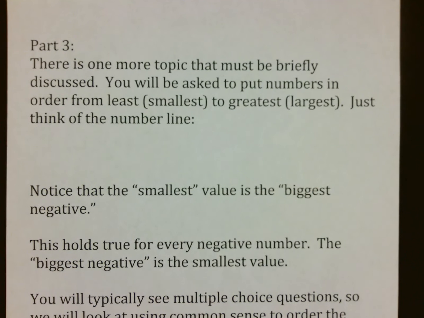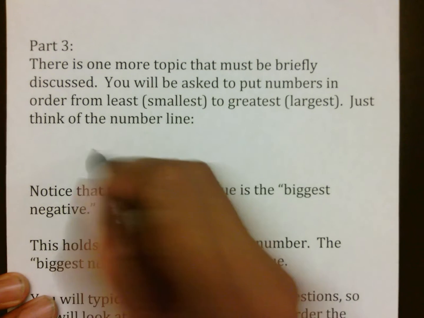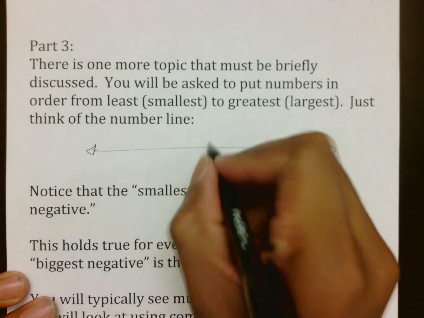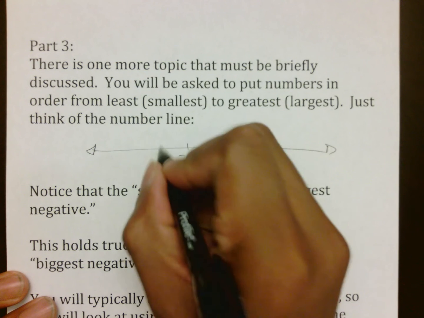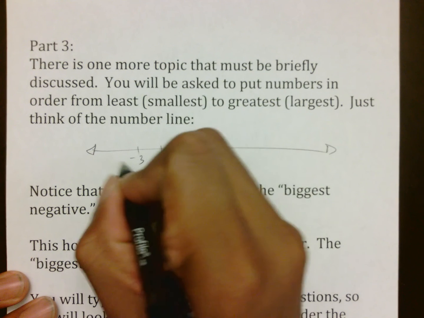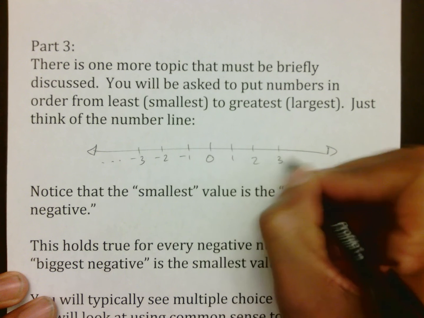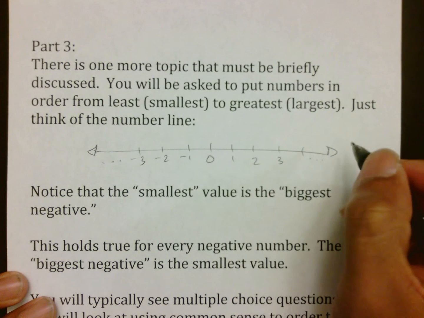Now again, part 3 is not an official lesson, but just listen and make sure you understand what's going on here. There is one more topic that must be briefly discussed, because you're going to be asked to put numbers from least to greatest order. So just think of the number line here. The number line itself goes on forever in both directions. With 0 being here, you notice that there's negative 1, negative 2, negative 3, and it keeps going that way. You notice that it goes 1, 2, and 3, and it keeps going that way.